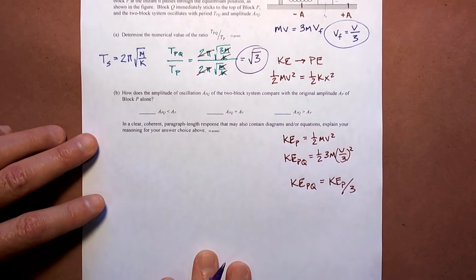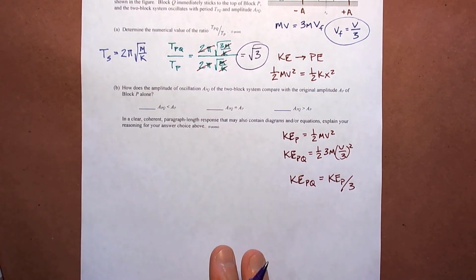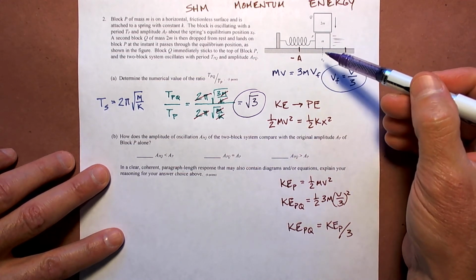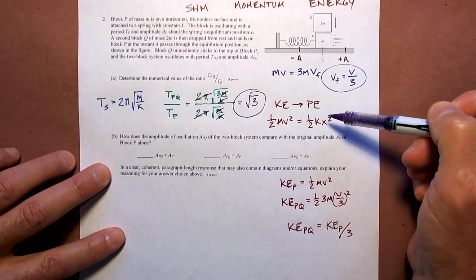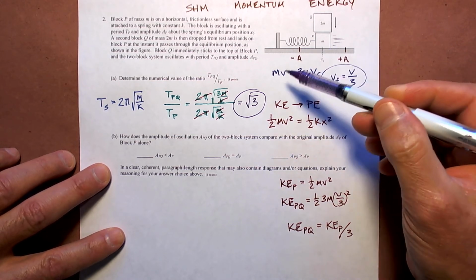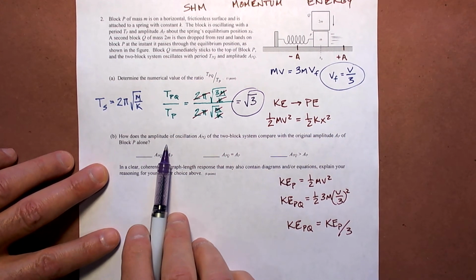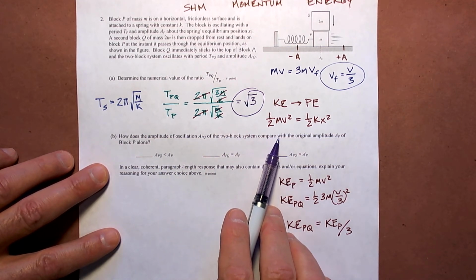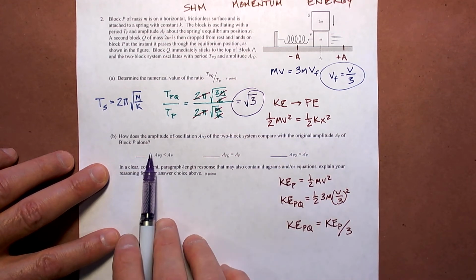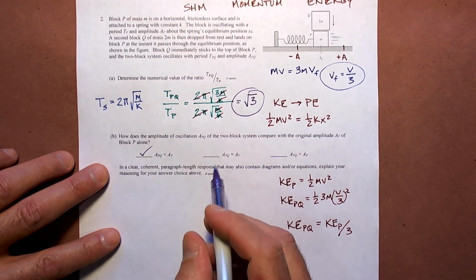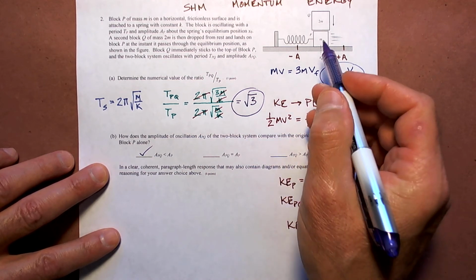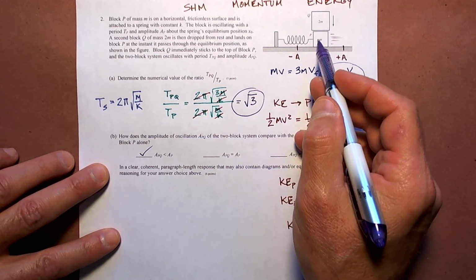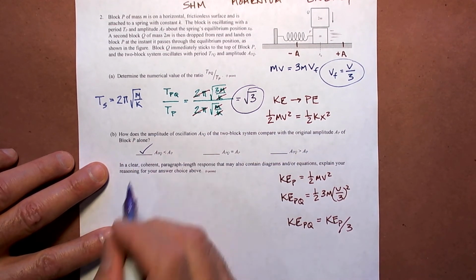Now, we've already described this system. We've already described this process where the block drops on here, it slows it down, which means we have less kinetic energy, which means we have less amplitude. And so we know the answer to this next question, because it says, how does the amplitude of oscillation of APQ, the two-block system, compare with the original amplitude AP of the block P alone? Well, we know that it's going to be less. It's not going to be equal to, it's not going to increase. This block is not going to go as far as it was going when there's a second block on top of it. Okay, so we know that's true.